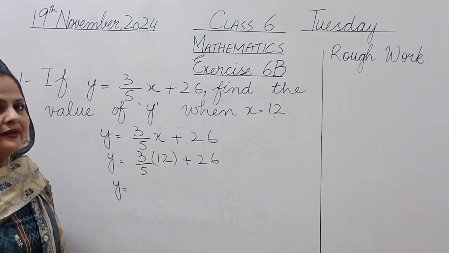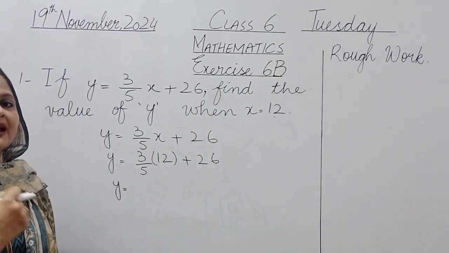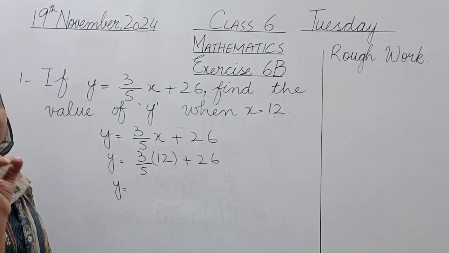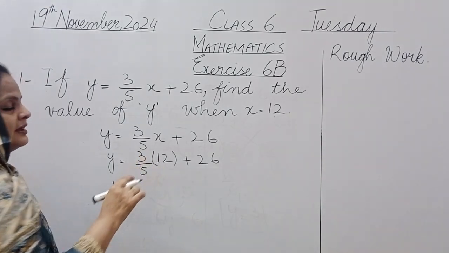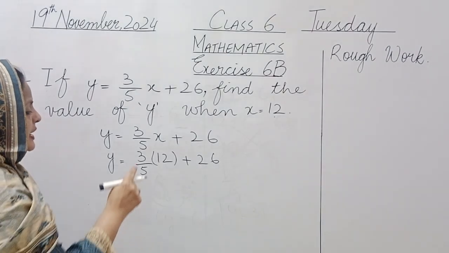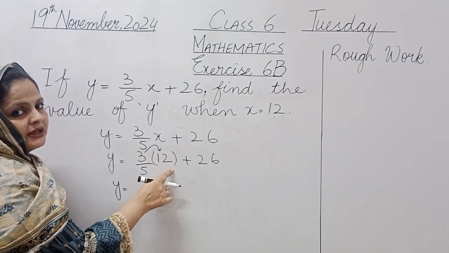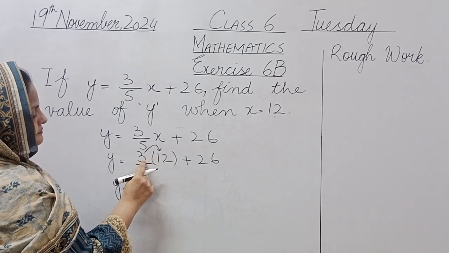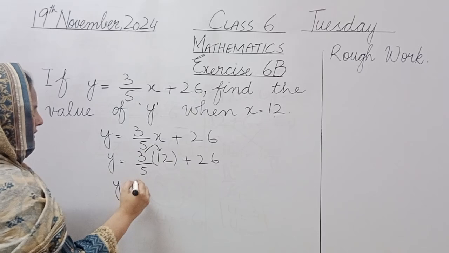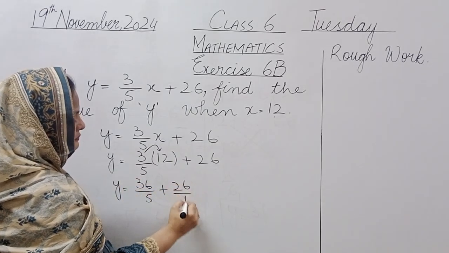Now I have written 12 in brackets and there is no sign in between. I am repeating these instructions again and again so that you could have it on your fingertips. When there is no sign in between two numbers, we are going to multiply them. 12 multiplied by 3, because there is no denominator, numerator will be multiplied with the numerator. 12 threes are exactly 36. 36 over 5 plus 26 over 1.